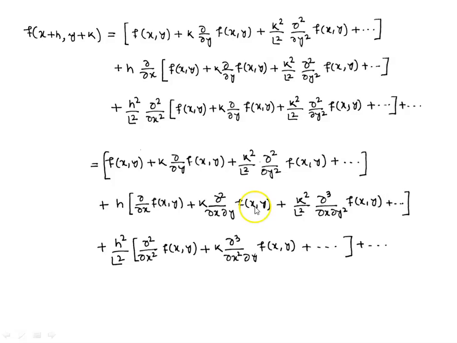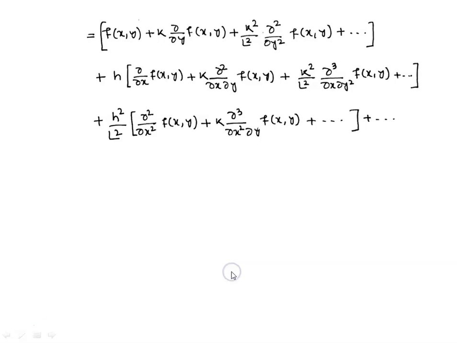We have operated del by del x on del square divided by del y square, which we are getting del cube divided by del x del y square f(x,y). Similarly, in the third term, we have operated del square divided by del x square inside the bracket and we obtained this term, the third term. Now, we have this expression with us.